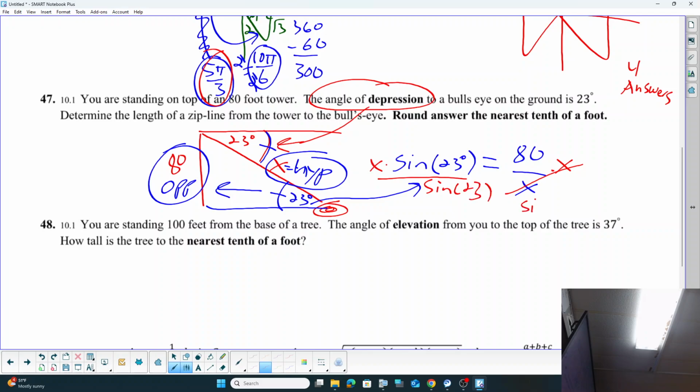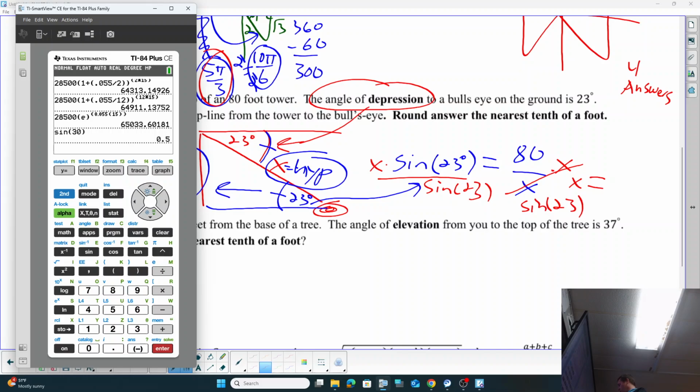So 80 divided by sine 23. You want to plug that into your calculator to figure out what x is. So x equals 80 divided by sine 23, which is 204.7.